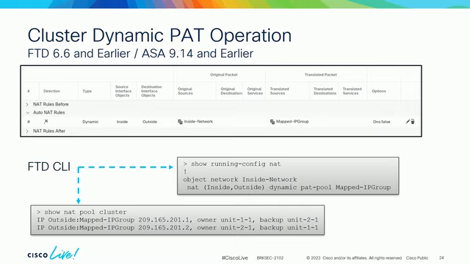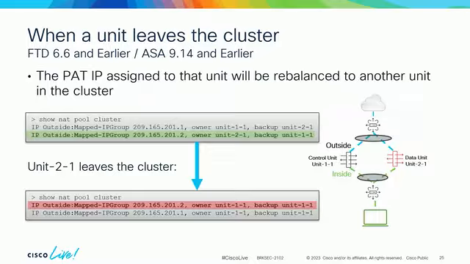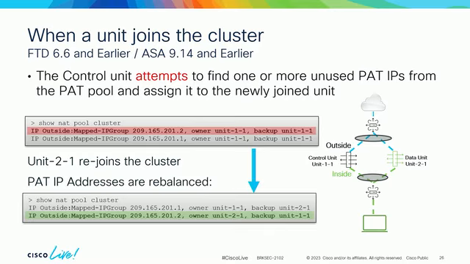And this backup unit will take relevance when a unit leaves the cluster. So when a unit leaves the cluster, the PAT IP address that was assigned to that unit will be rebalanced to another unit in the cluster. And when new units join the cluster, or when the failed unit rejoins the cluster, then the control unit will attempt to find an available IP address to assign to the new unit joining the cluster.